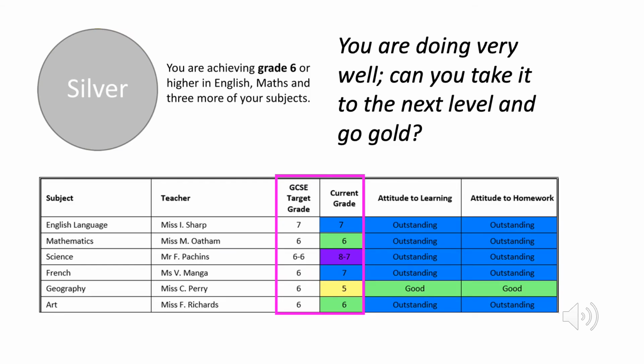Congratulations, your child is in the Silver Group. This is an excellent achievement. They're achieving grade 6 or higher in English and Maths and at least 3 of their subjects. Can they take it to the next level though and go gold by achieving 7s in these subjects?